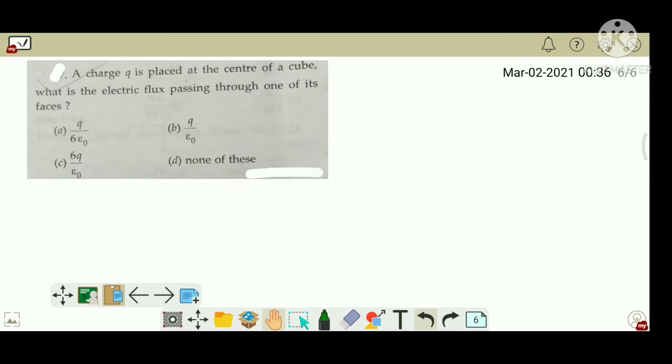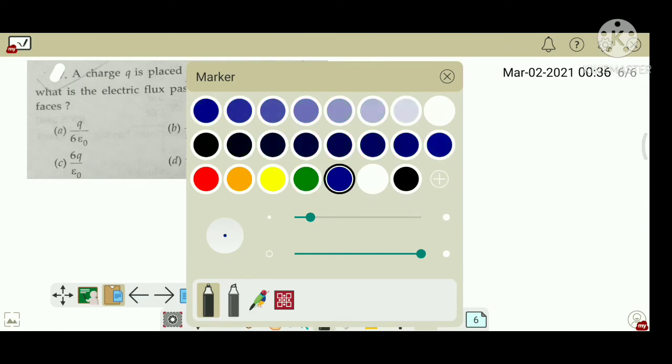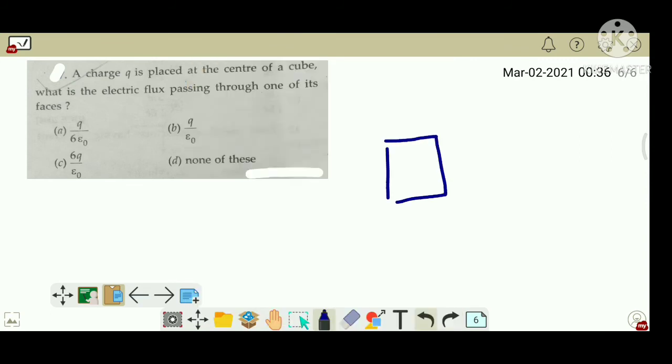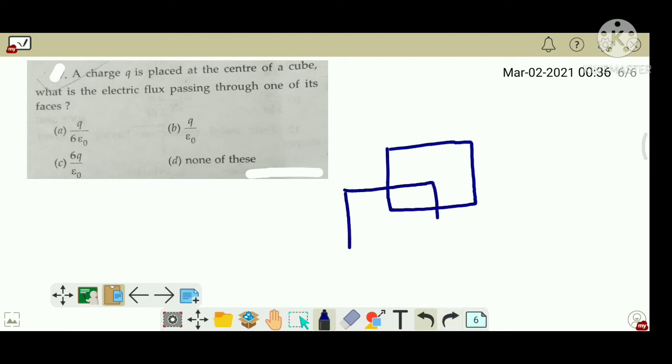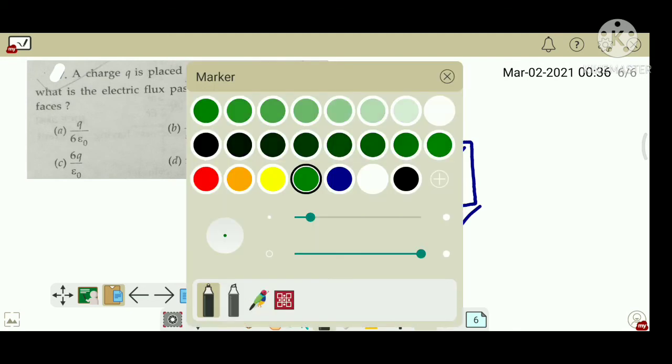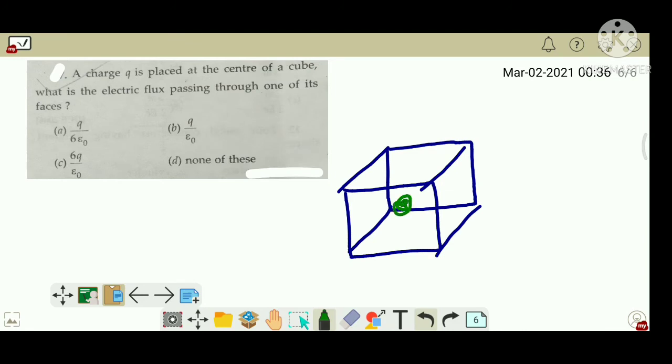हम लोग एक क्यूब बनाने जा रहे हैं. तो इस क्यूब में हम लोग, आप देख सकते हो, क्यूब सिंपली बनाएंगे. क्यूब हमने एक बनाया और इसके बीच में यहाँ पे आप देख सकते हो कि चार्ज को रखा गया है. ठीक है, चार्ज को सेंटर पे रखा गया है. So here you can see the electric fields will cross all the faces.